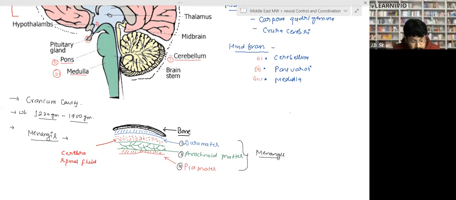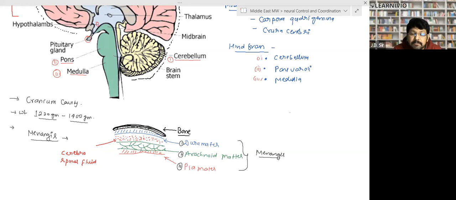The subarachnoid space is filled with cerebrospinal fluid.